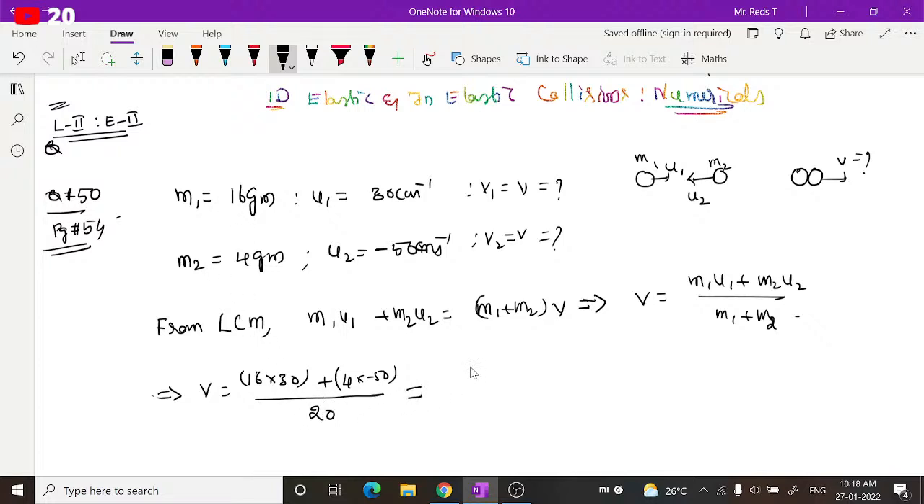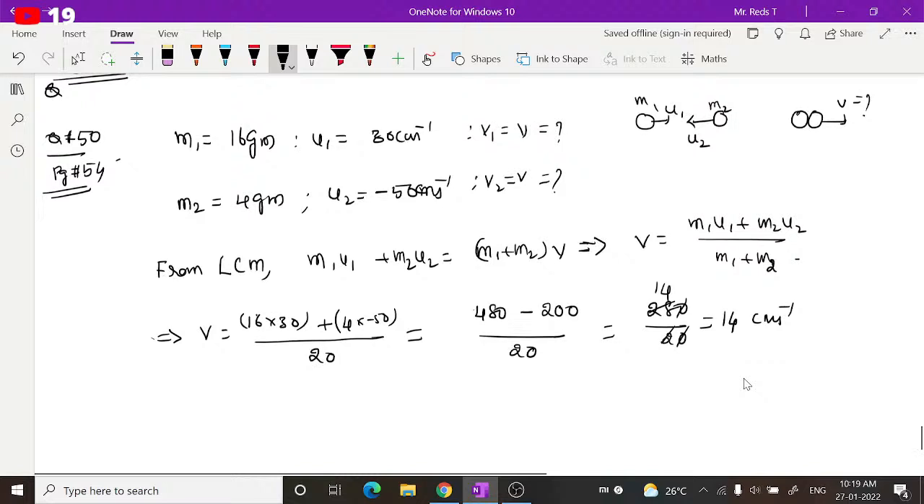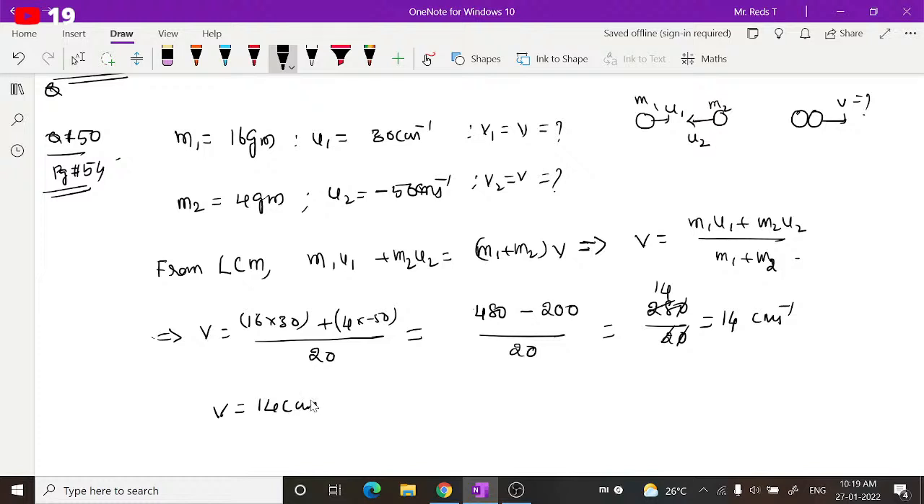20 is equal to 16 into 3, 48. So 480, this is minus 4 into 5 is 20, so 200 divided by 20. So 480 minus 200 is 280 divided by 20. 0 0 cancel, and what will you get? 14. You get 14. So I have taken all in CGS units, so this will be in centimeter per second. So the common velocity after collision will be V is equal to 14 centimeter per second.